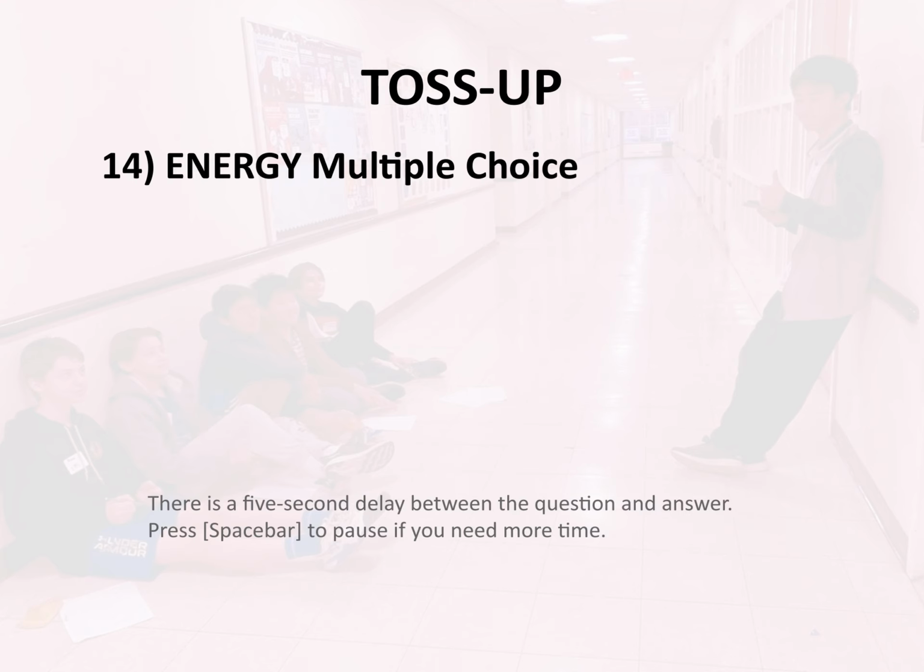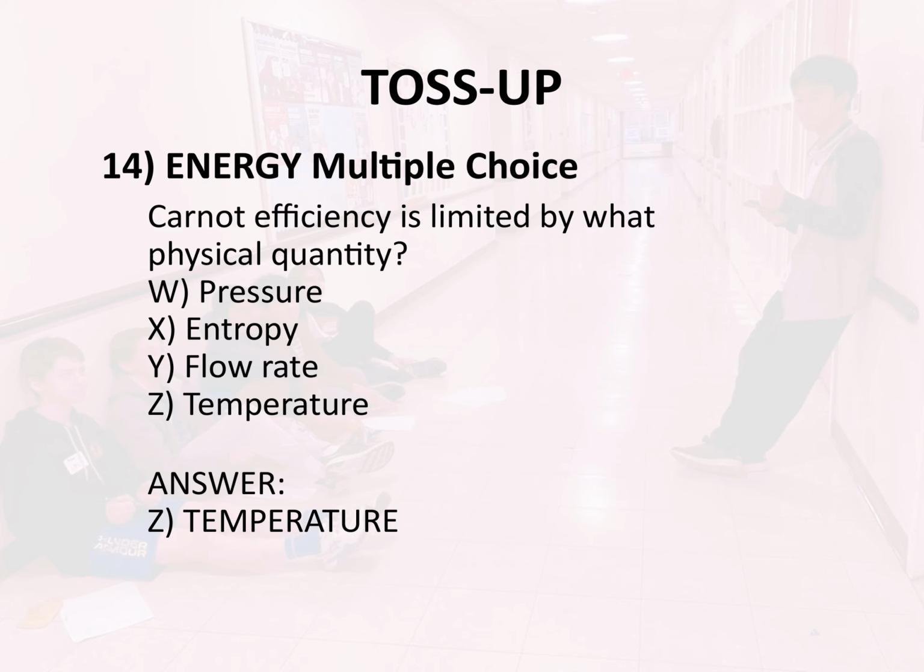Toss-up 14. Energy. Multiple choice. Carnot efficiency is limited by what physical quantity? W. Pressure. X. Entropy. Y. Flow rate. Z. Temperature. Answer: Z. Temperature.